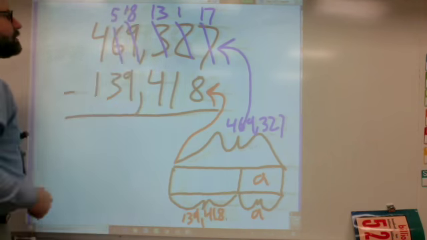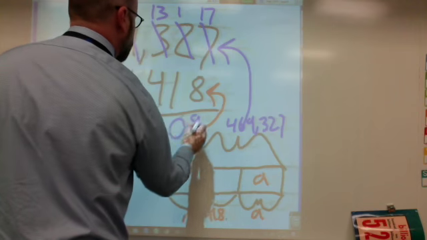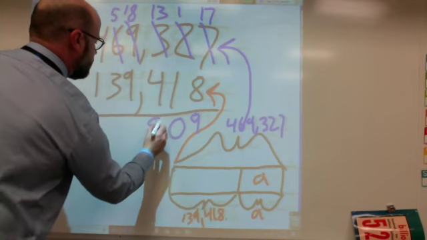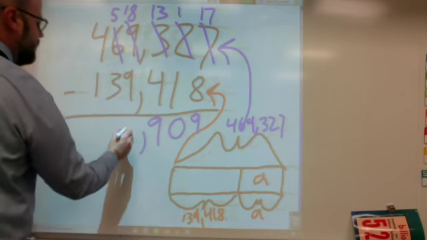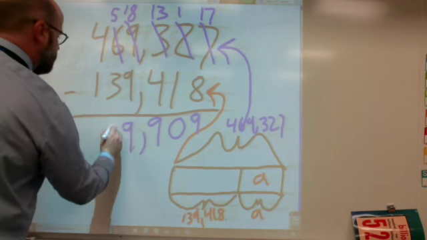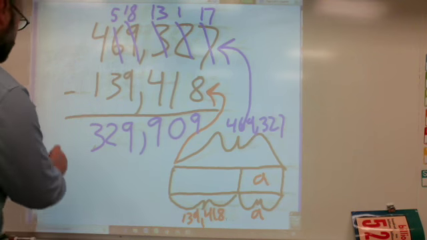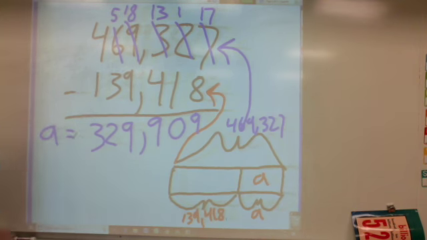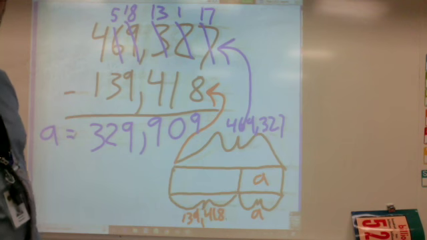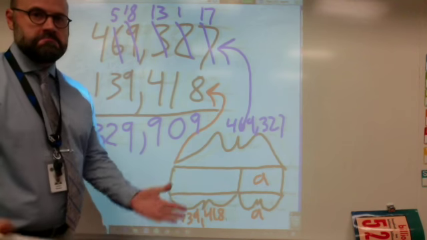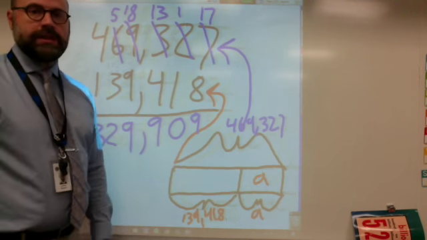Well, let's do it. 17 minus 8 is 9. 1 minus 1 is 0. 13 minus 4 is 9. Comma, 18 minus 9 is 9. 5 minus 3 is 2. 4 minus 1 is 3. A equals 329,909. Easy peasy lemon squeezy, guys.